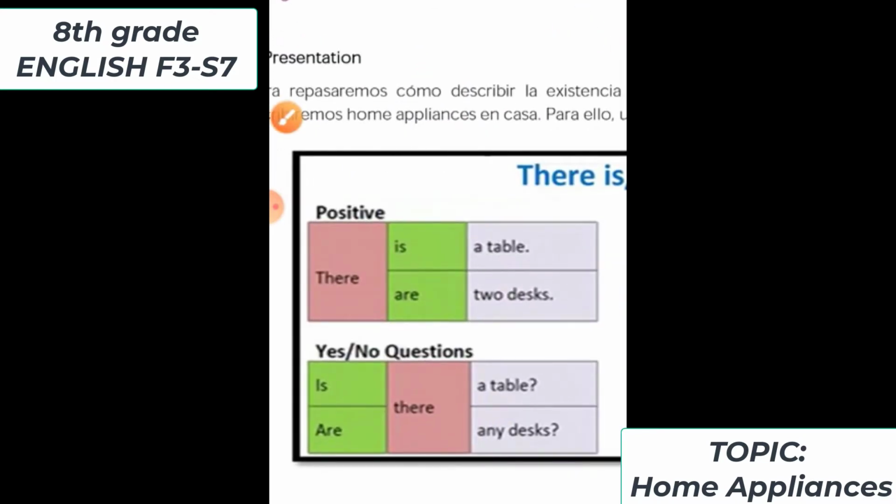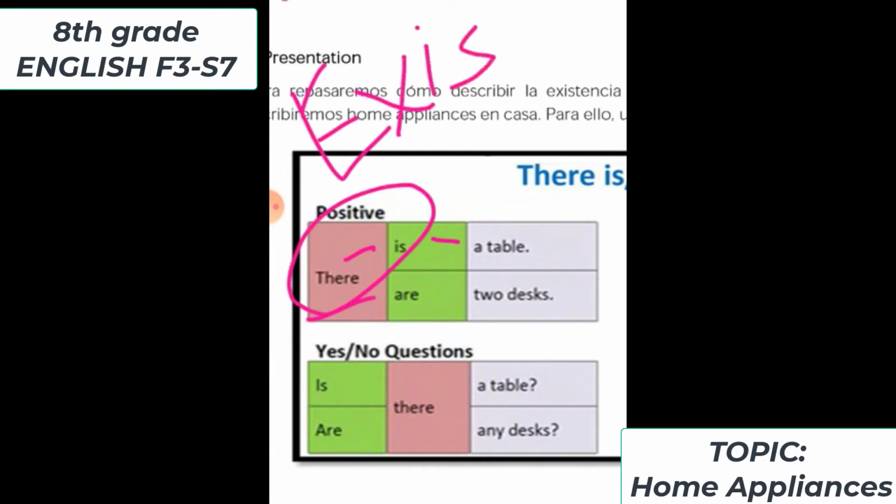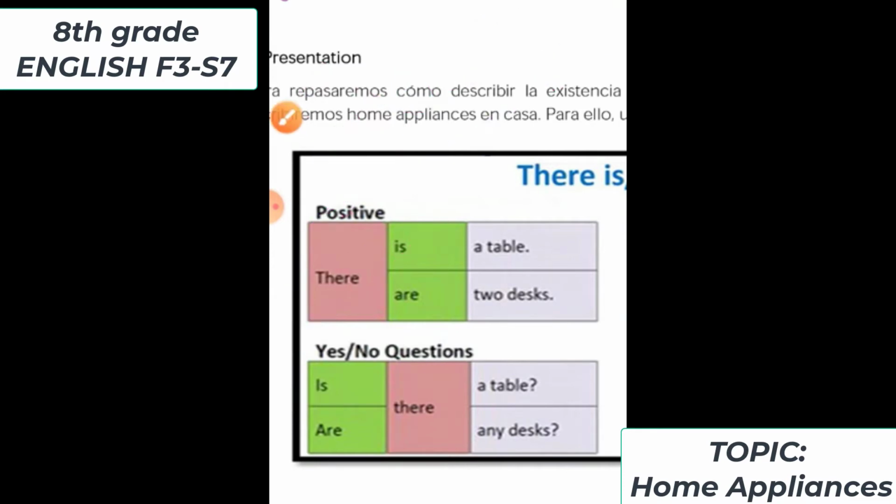For example, there is a table. There is means exist. There is in Spanish means hay. In English, exist, existe, or hay. In my house, for example, there is a table in my house.